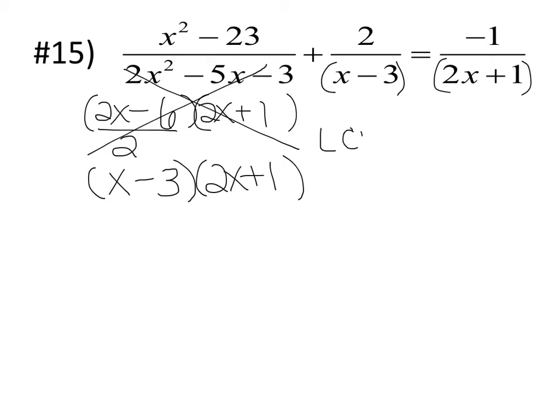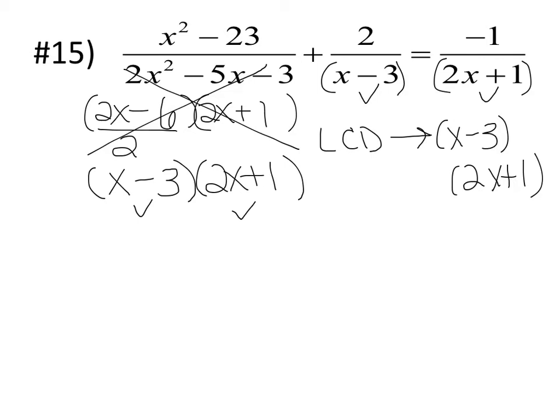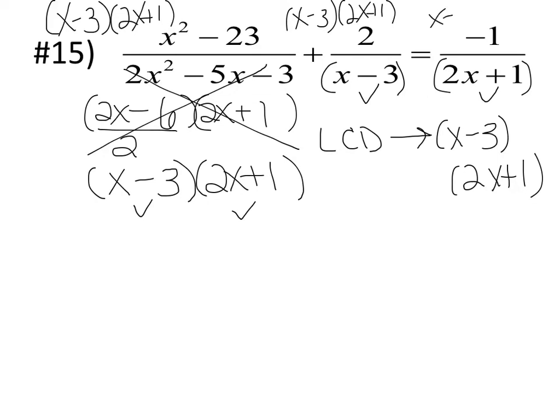So I need my LCD. I need an x minus 3, and I need a 2x plus 1. You're going to multiply that times every piece. Here my x minus 3's cancel, and my 2x plus 1's cancel. Here my x minus 3's cancel, and here my 2x plus 1's cancel.